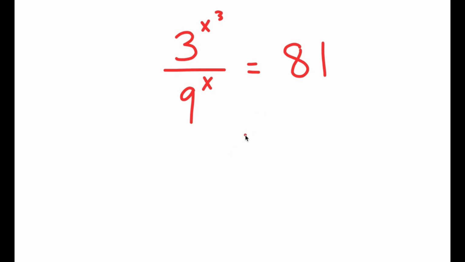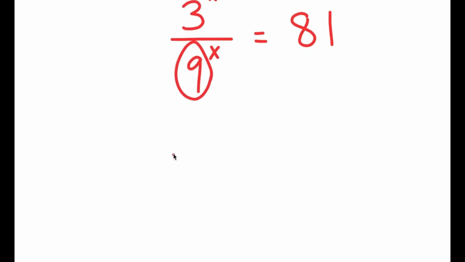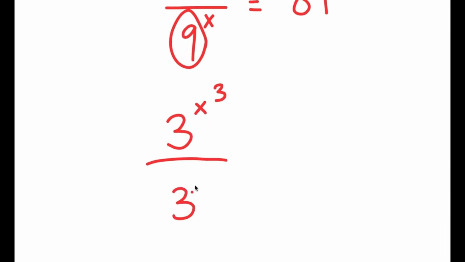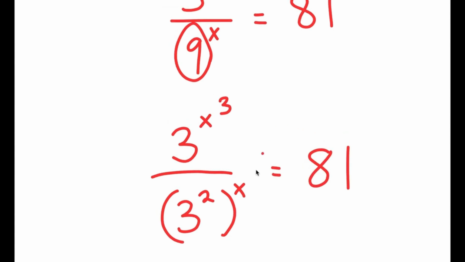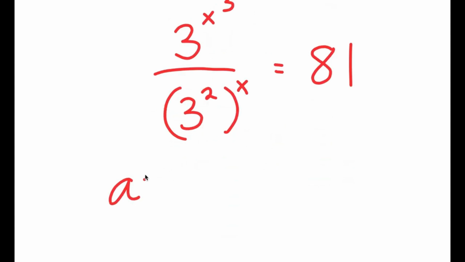Alright, so in this equation, I have (3^x)^3 over 9^x is equal to 81. So, to solve this, I'm going to first write 9 as 3 squared. So I get (3^x)^3 over (3^2)^x is equal to 81. And if I have something in the form (a^m)^n, this is equal to a^(m times n).